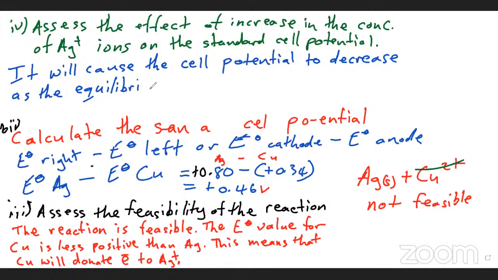With increasing silver ions, let's look back at it. So, silver ion with the electron gives Ag. Increasing the concentration of the silver ion, it would go to the right.